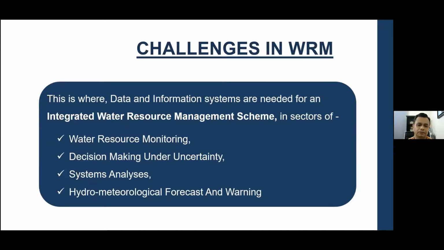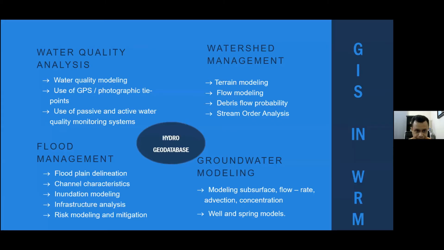and that will help us to identify water resource monitoring issues, and to help us in decision making under uncertain issues, like uncertain climatic conditions. Then we can think about integrated water resource management. For this, we can think about system analysis, and we can also think about hydrometeorological forecast and warning as well. So for all these purposes, we have to think about integrated water resource management.